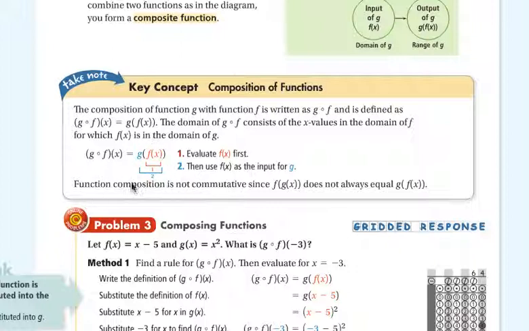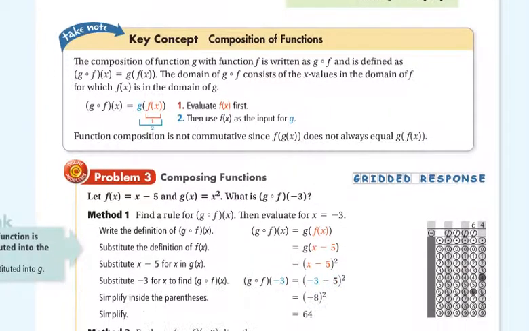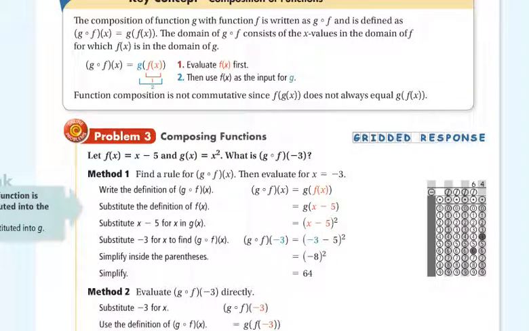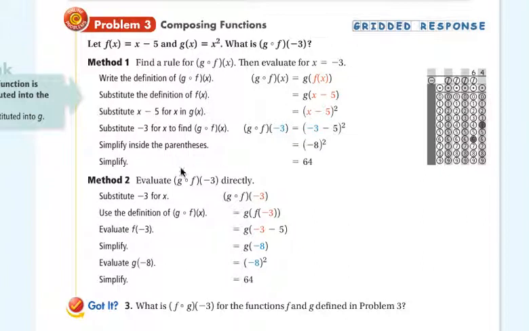Now notice that function composition is not always commutative. That means if you switch the order, you're not always going to get the same result. So order matters when you're composing functions. Alright, we're going to look at two methods of composing functions. The first method is where we're going to simplify by finding a rule, and then we're going to evaluate.